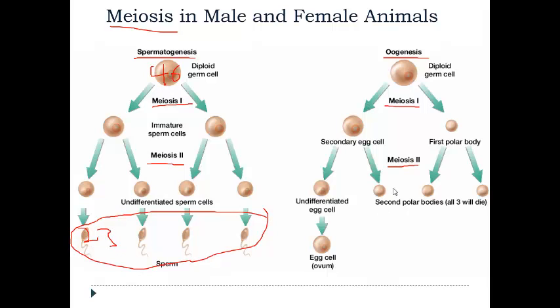And in the case of a female, it's a little different. We do get those 4 cells, but only one is viable. So we only get one viable egg. Also 23 chromosomes and genetically different, thanks to crossing over.